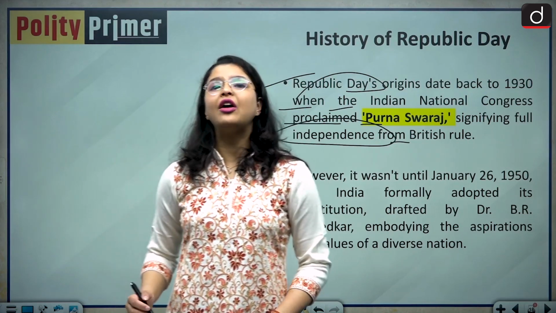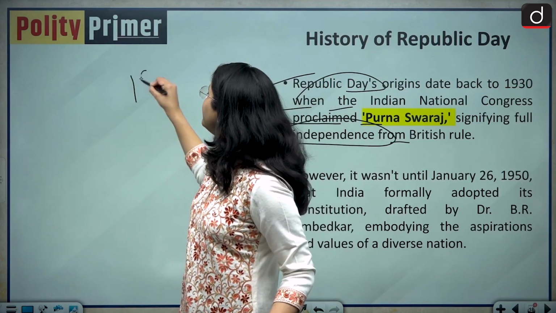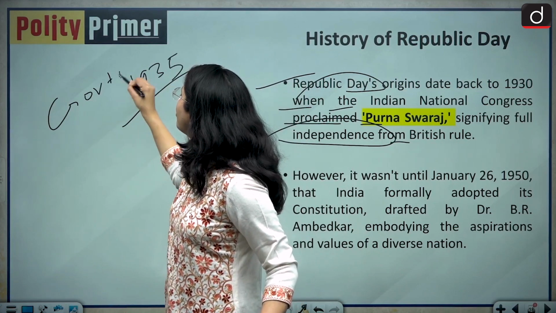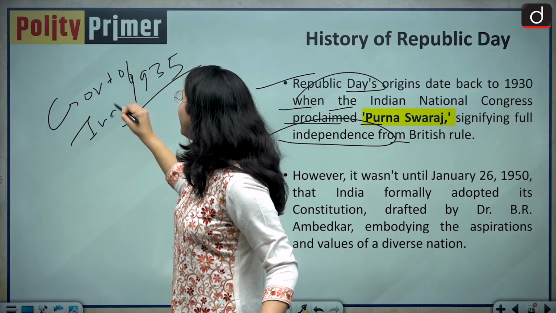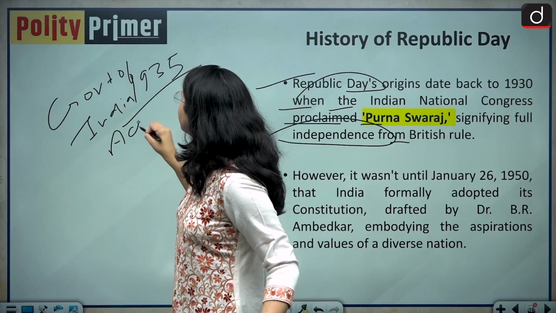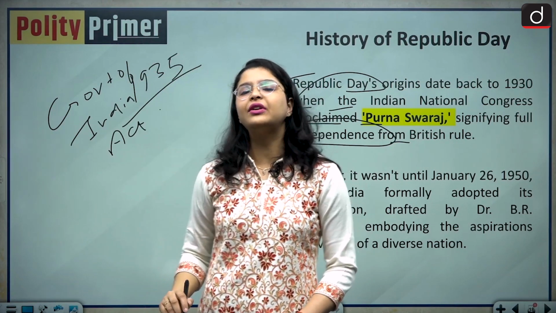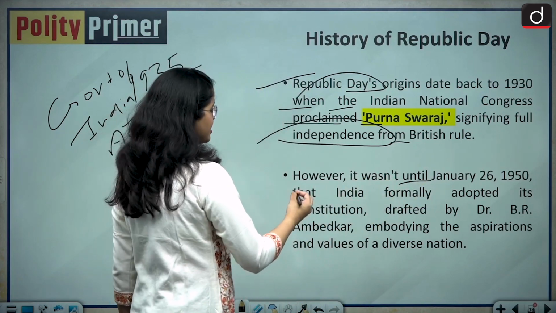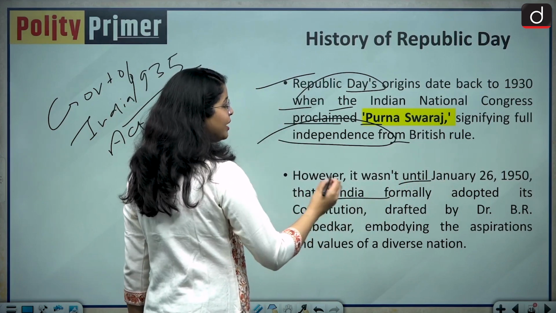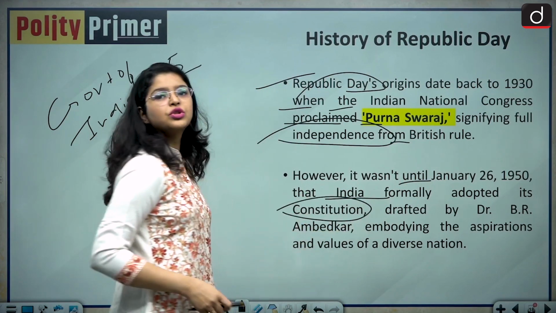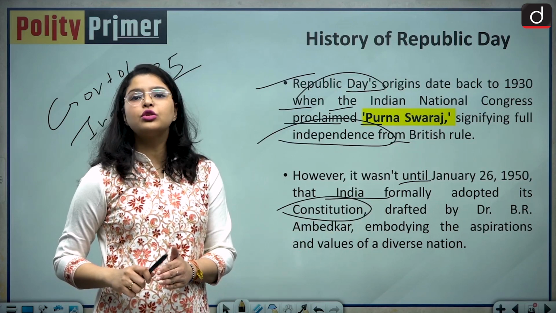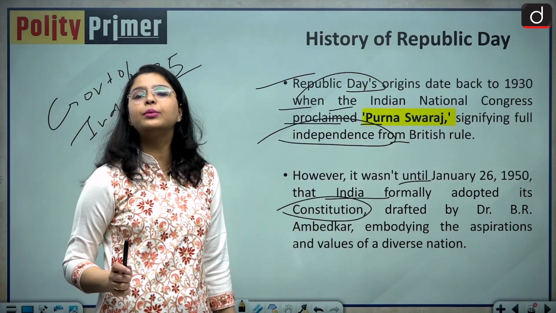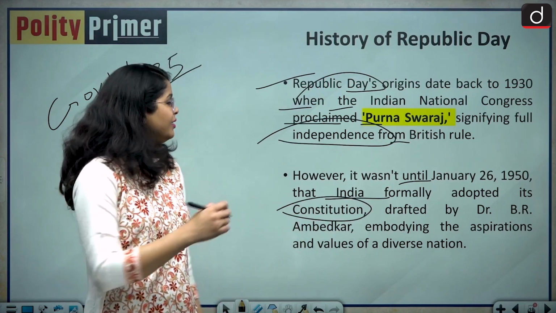But we did not have our constitution, and we were governed by the Government of India Act 1935, even after independence. Until January 26, 1950, when India formally adopted its constitution. Okay, we did not have a constitution before January 26, 1950, and as I have said, we were governed by the Government of India Act 1935.